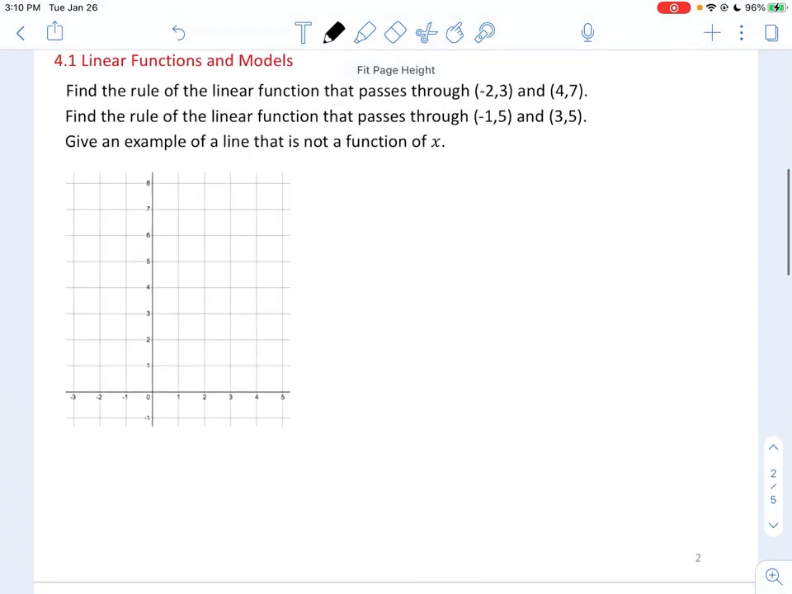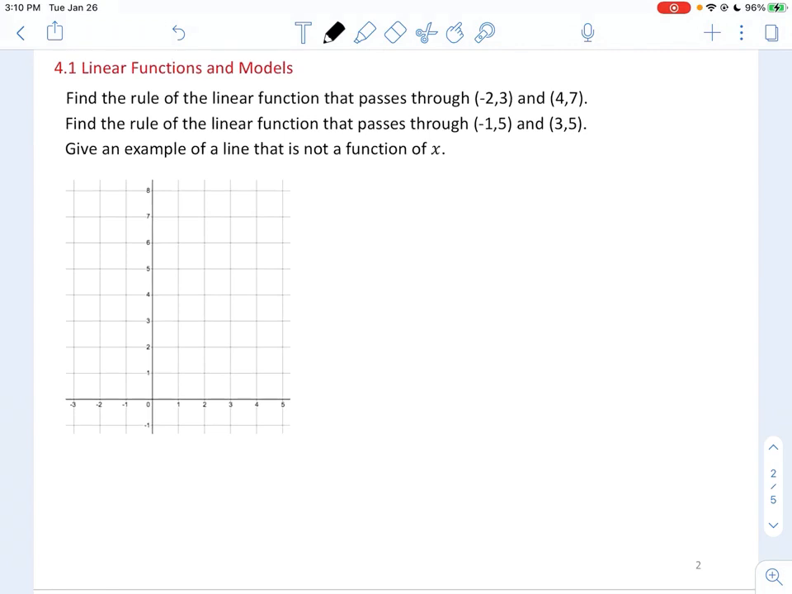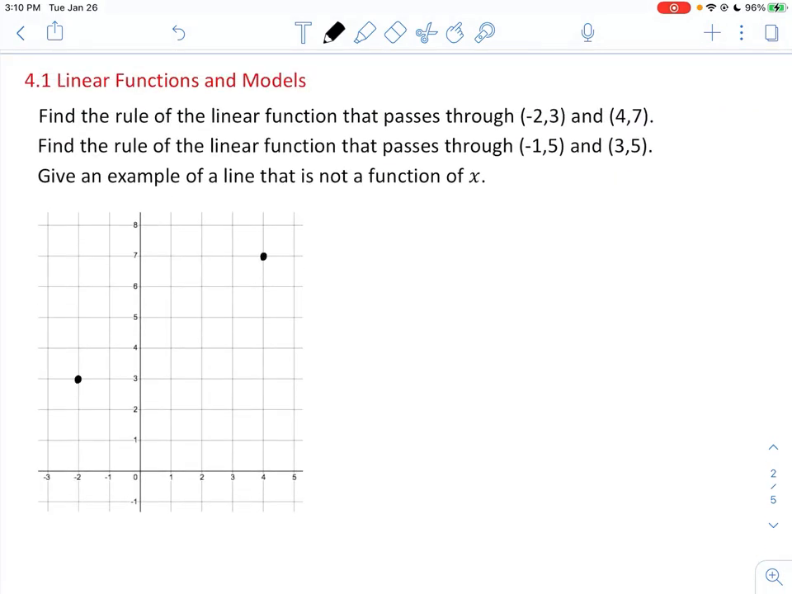Find the rule of the linear function that passes through negative 2, 3, and 4, 7. So let me first graph these points. And we want to find the equation of this line here. And we want to find the rule of the linear function. So we want to get y isolated and write it as a function and figure out what the rule is.